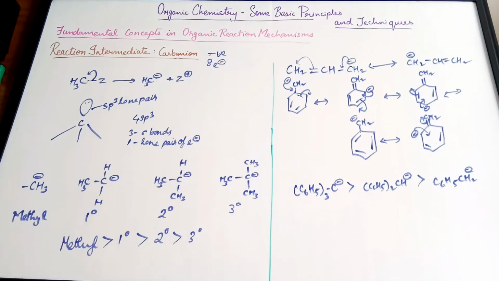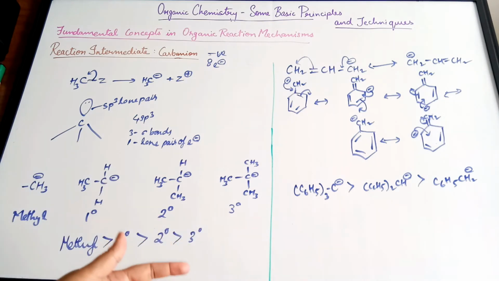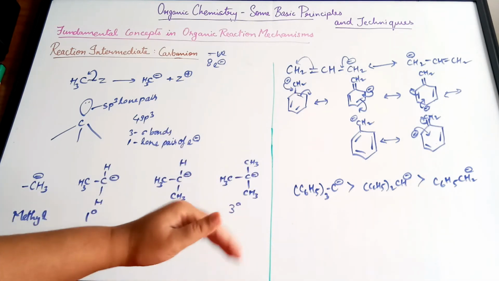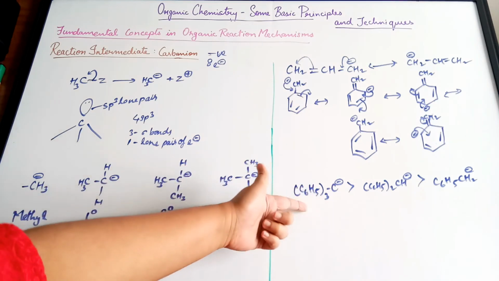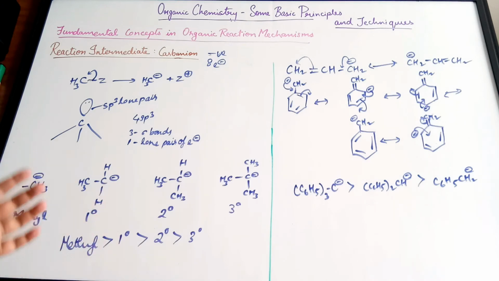In case of allylic and benzylic carbanions, they are stabilized by resonance and the rule for resonance is still followed in case of our benzylic carbanions. So more are the number of phenyl groups attached to the negatively charged carbon, more will be its stability, because more are the number of resonance structures that are present.